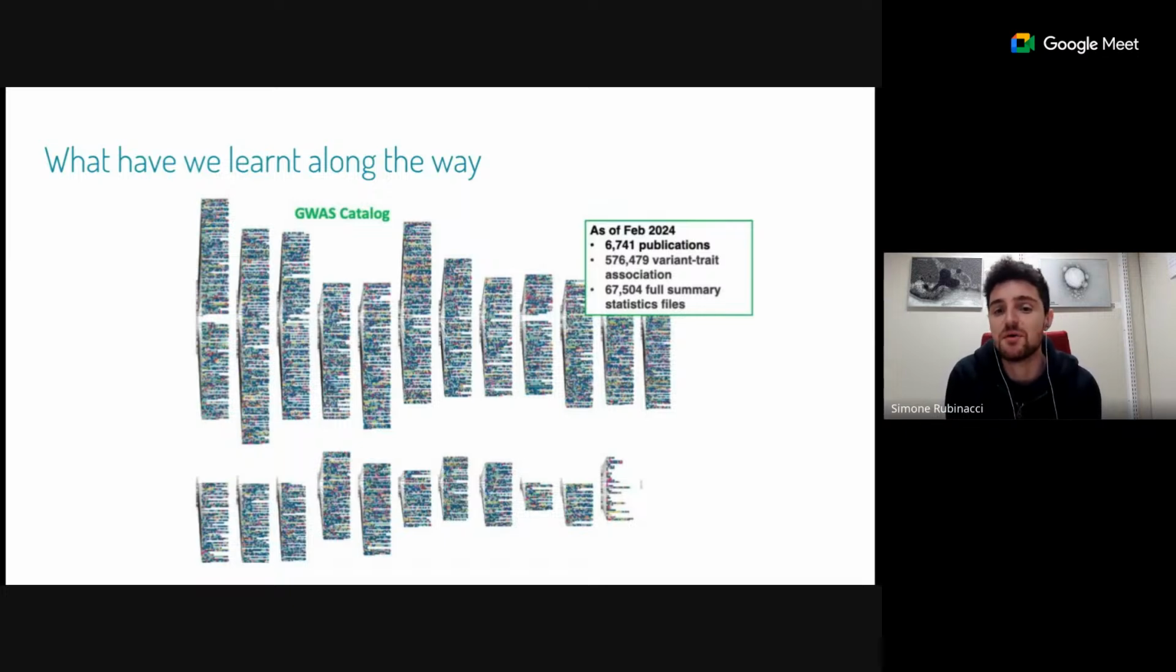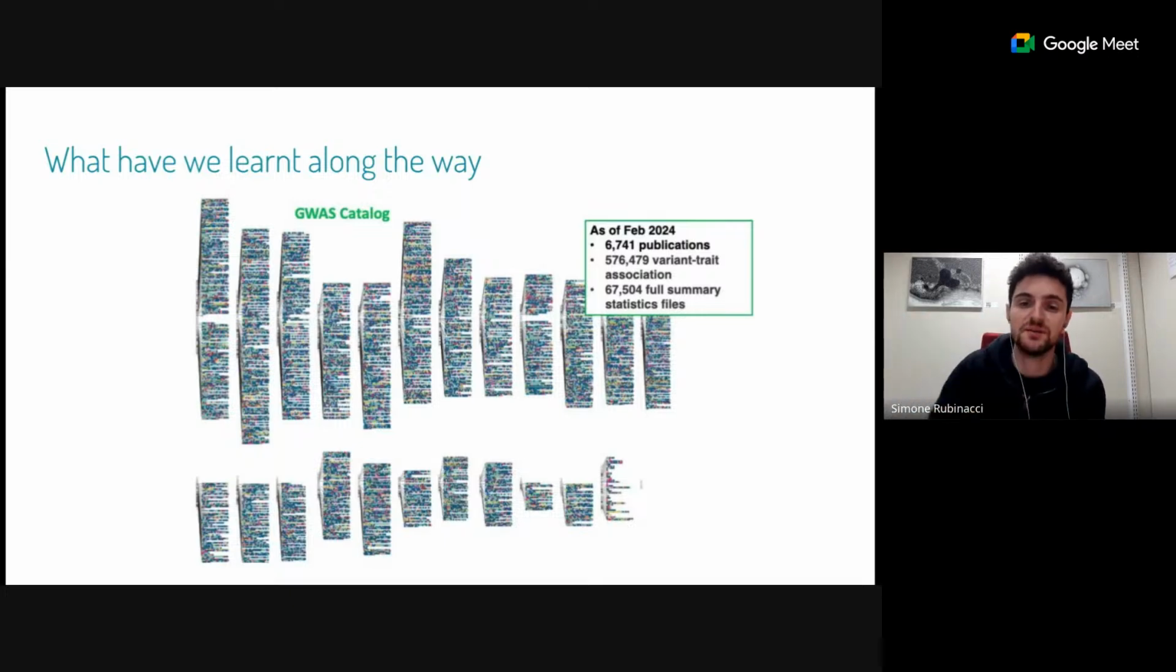Also, GWAS hits have a much larger likelihood to be successful drug targets. And so several pharmaceutical companies are interested in GWAS hits for specific diseases, as they can be then focused and carried over. There is approximately a 2 or 3 times higher likelihood to be successful drug targets than variants obtained with other methods.